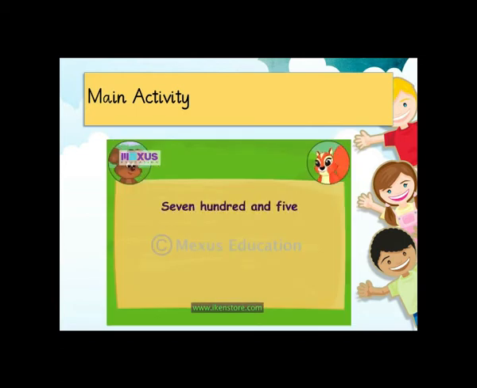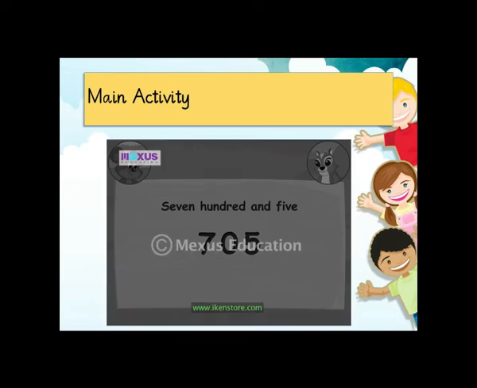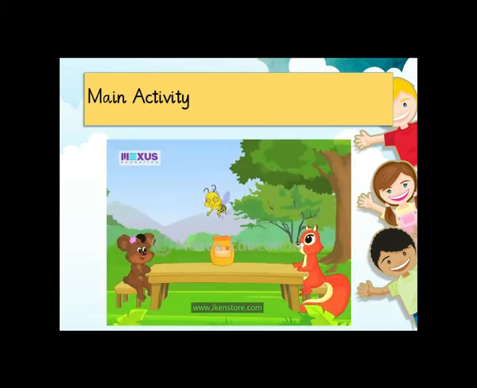Now, identify the figures for the number given in words, Amber. 700 means the digit in the hundreds place is 7. The digits in the tens and ones place are 0 and 5. So, the number is written as this. You're right, Amber.